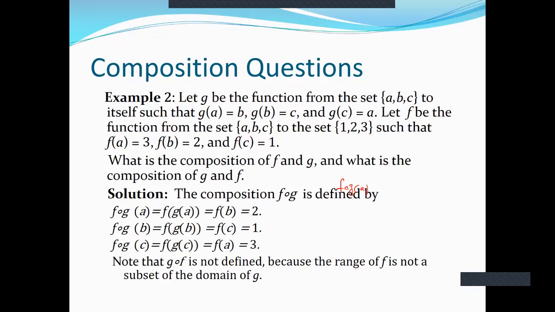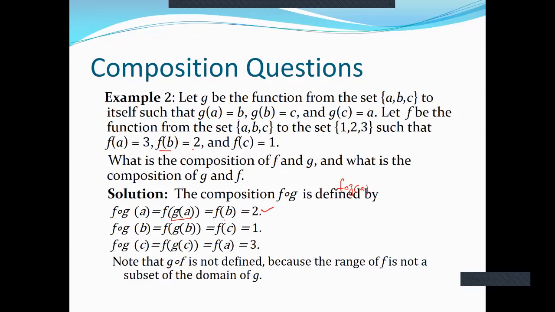So f of g of a is basically nothing but f of g of a, right? That is g of a, and we know that g of a is B. So we'll substitute the value of g of a in this. So that is f of b. F of b is mapped to 2. So f of g of a is nothing but 2. Clear? Now let's see f of g of b.